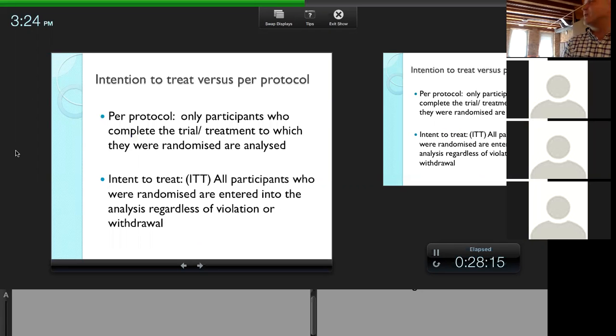And the two basic approaches to analyzing a trial are per protocol or intention to treat. Generally speaking, intention to treat is regarded as the more reasonable, balanced and unbiased approach. But again, it depends a little bit on what the question is that you're asking. In a per protocol analysis, we only include the participants who complete the trial or treatment to which they were randomized in the analysis of that group. In an intention to treat analysis, we analyze people who were randomized to that group, regardless of what happened after that randomization, whether they withdrew, violated the protocol, or didn't adhere.